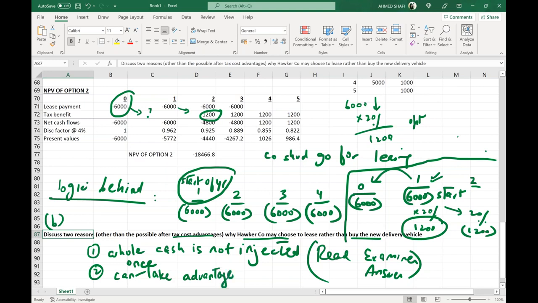a company can take advantage of technological changes. You see, if you buy a machine and suddenly technology changes, what can you do? You have bought it, you can do nothing. But if you have taken something on lease and suddenly technology changes, you can terminate the lease contract and go for the new machine. So these are the two good reasons why a company may choose leasing rather than buying.